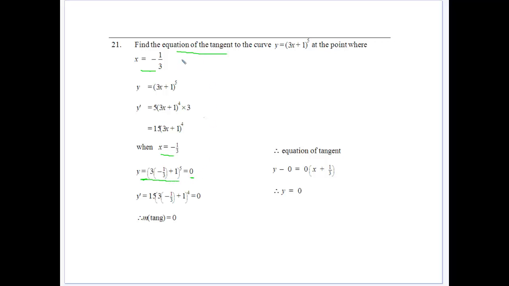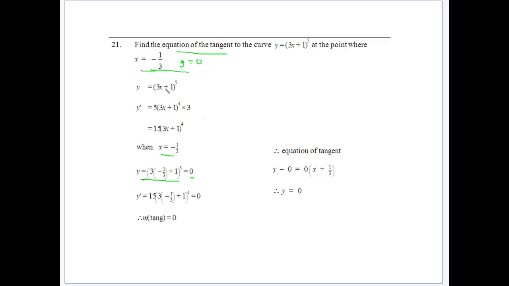So it's actually going to be at the point where x is equal to minus 1/3, y is equal to 0, because we take the 1/3, sub it in there. So there's our point. We just need our gradient, and we get our gradient of our tangent from taking the first derivative, because the first derivative is our gradient function.